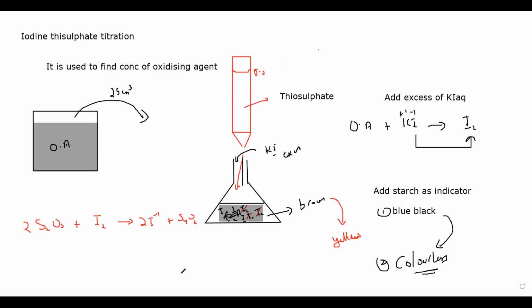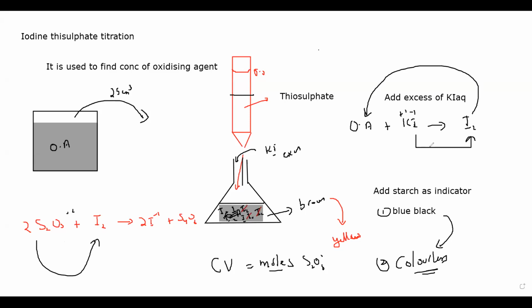We know the concentration of thiosulfate, because we fill the burette with a known concentration of thiosulfate, and we read the volume from the burette. So concentration times volume gives the moles of thiosulfate. After getting the moles of thiosulfate, you get the moles of iodine, and from the moles of iodine you get the moles of oxidizing agent. Moles of oxidizing agent divided by the volume of oxidizing agent gives the concentration of oxidizing agent. Is this procedure clear, the iodine and thiosulfate titration?